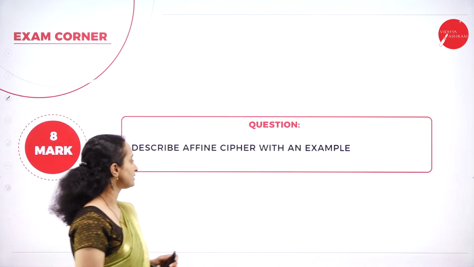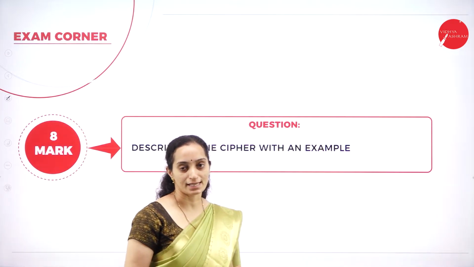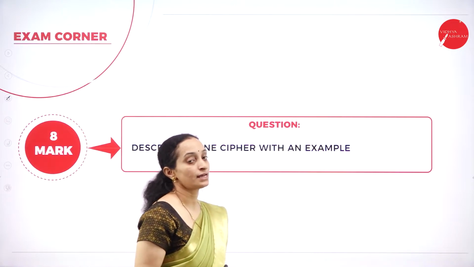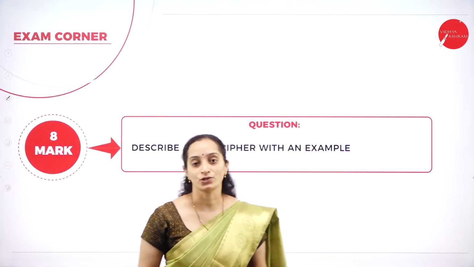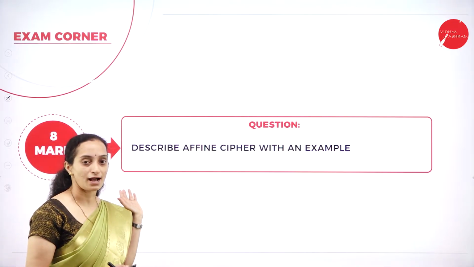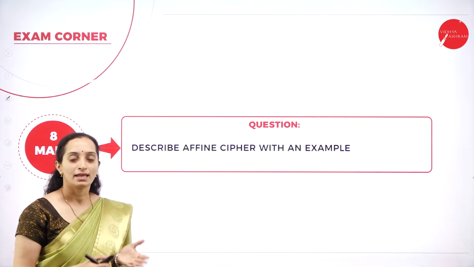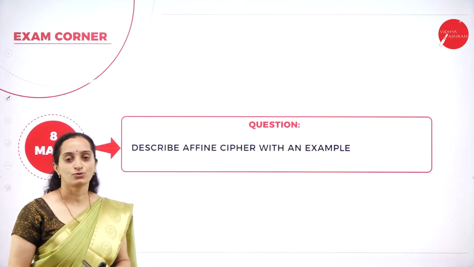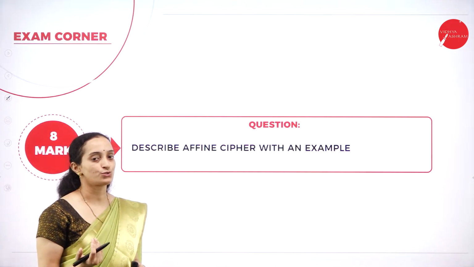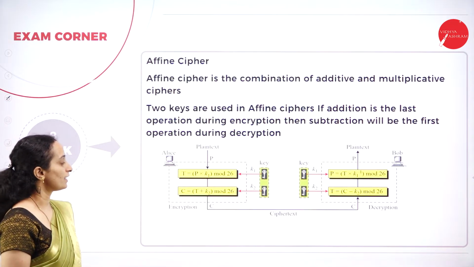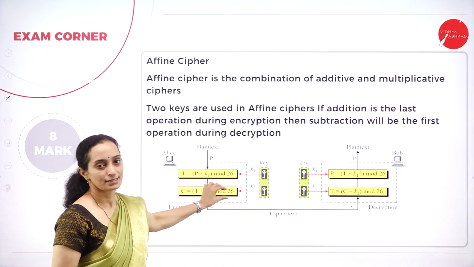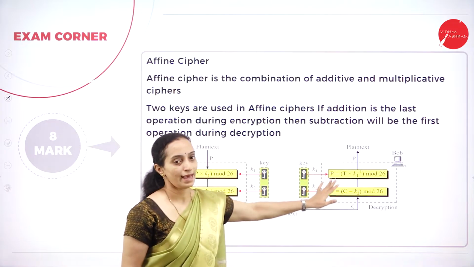Okay. Next is describe affine cipher with an example. Next unit, affine cipher. Whether they ask or don't ask, in the second unit, please try to give examples if it is asked for 8 or 7 marks. Even if they don't ask you to give the example, try to give the example. It will fetch you the marks. Okay. So you can add the diagram. No need to write it this neatly. Just try to remember the expressions.